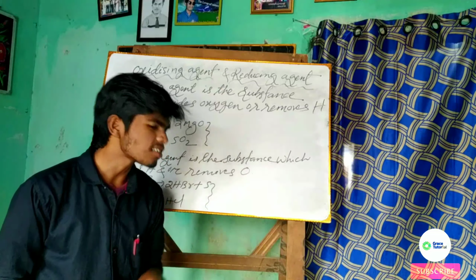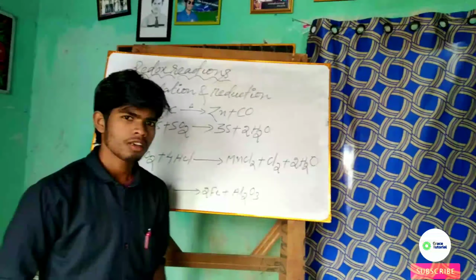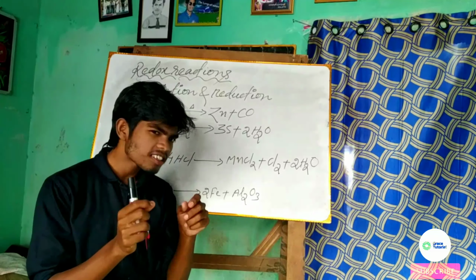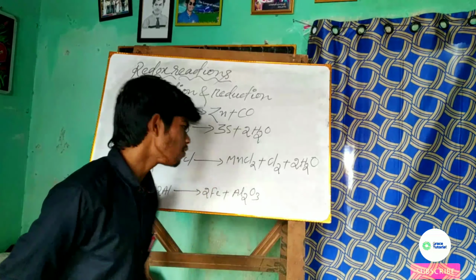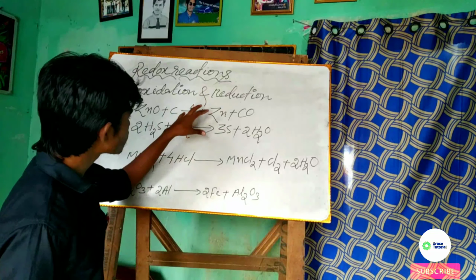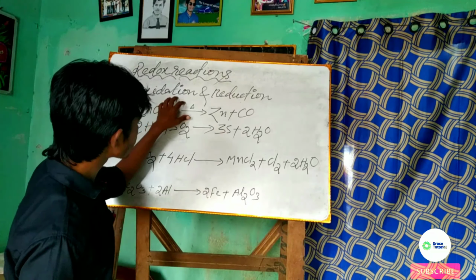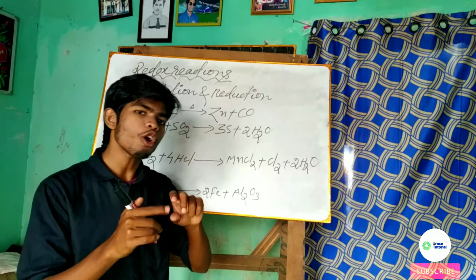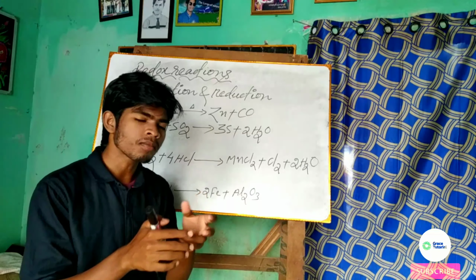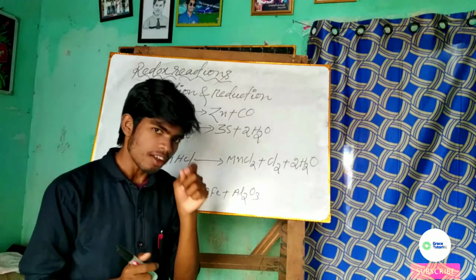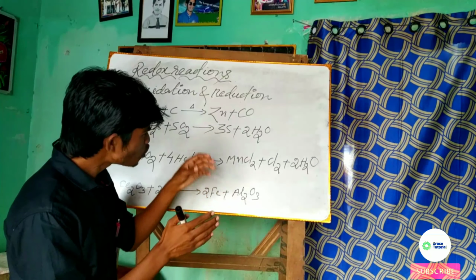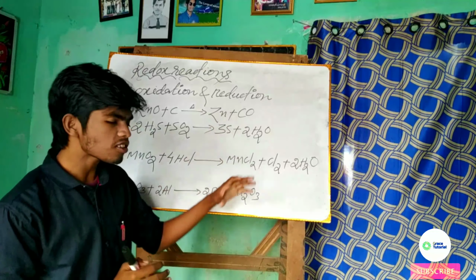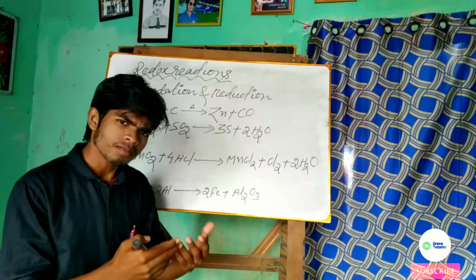Now we will discuss the redox reaction. So what is this redox reaction? Let us try to understand it in a very brief manner. Redox reaction means the combination of oxidation and reduction. That means if any reaction involves both the oxidation as well as the reduction, then that reaction is called a redox reaction.